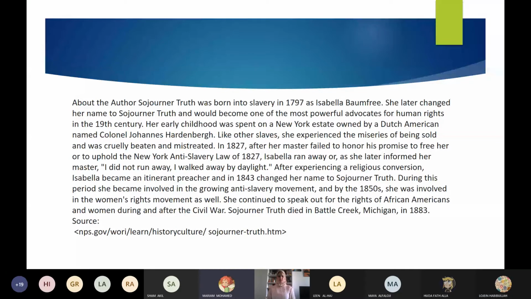In 1827, after her master failed to honor his promise to free her or to uphold the New York anti-slavery law of 1827, Isabella ran away, or as she later informed her master, I did not run away, I walked away by daylight.